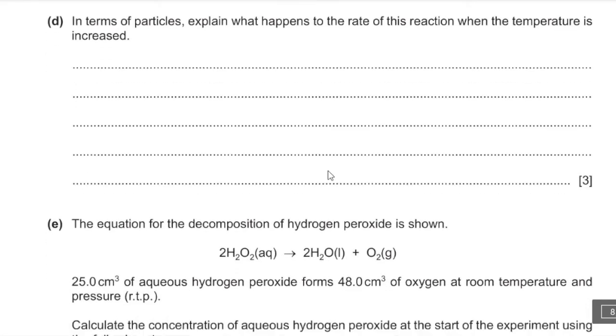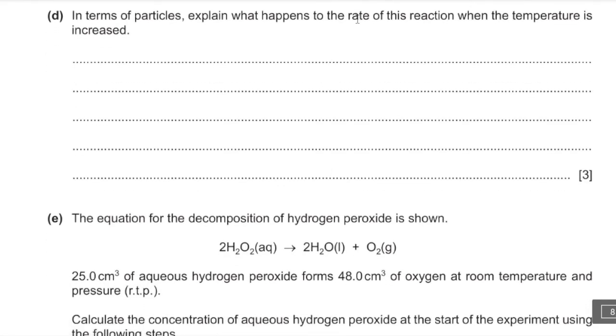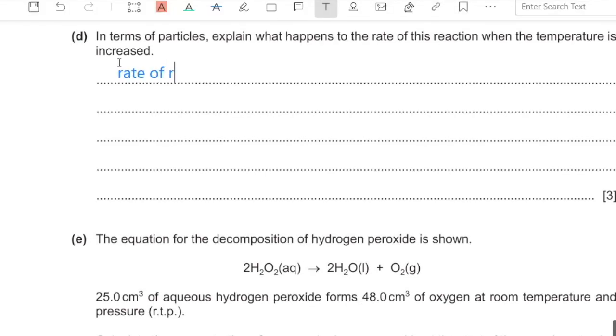D. In terms of particles, explain what happens to the rate of this reaction when temperature is increased. Rate of reaction increases because an increase in temperature means molecules gain kinetic energy. And this in turn means they move faster.